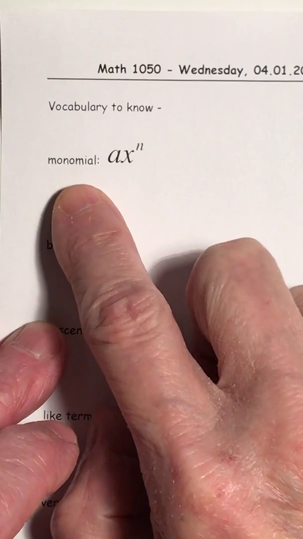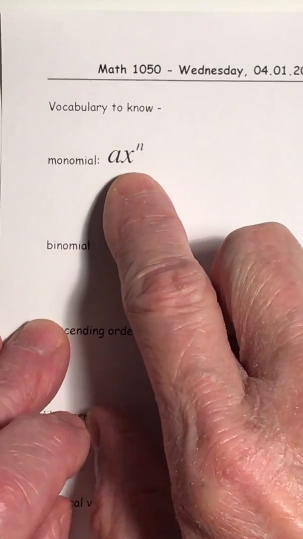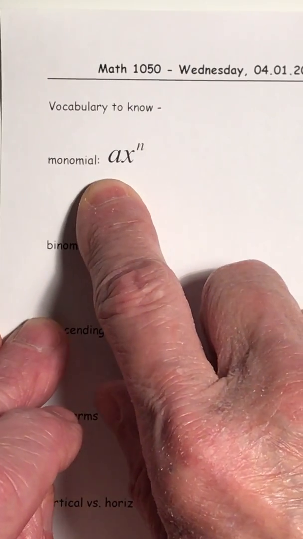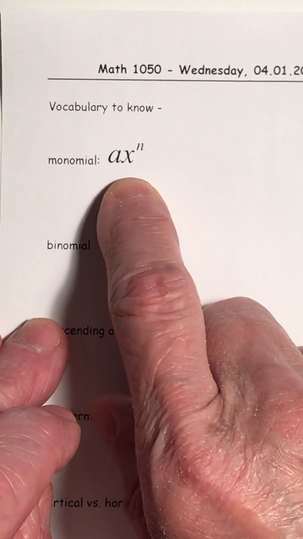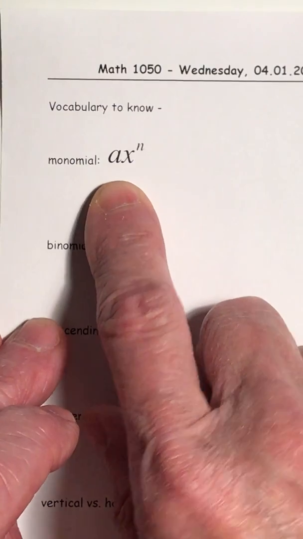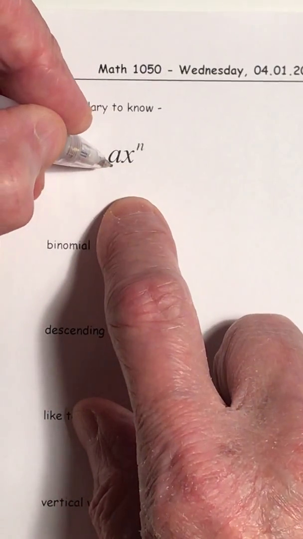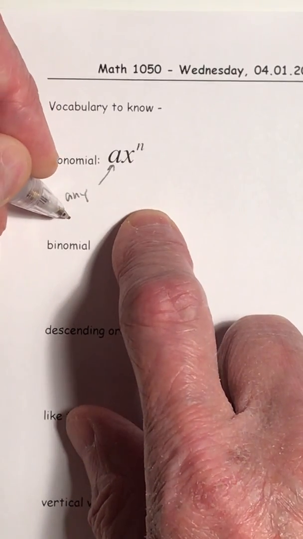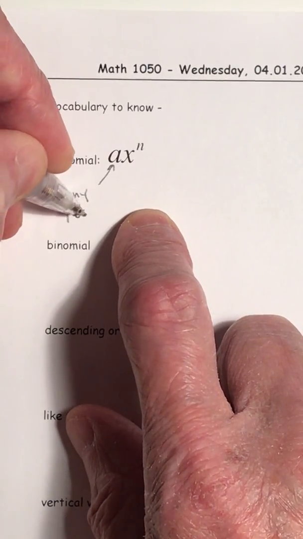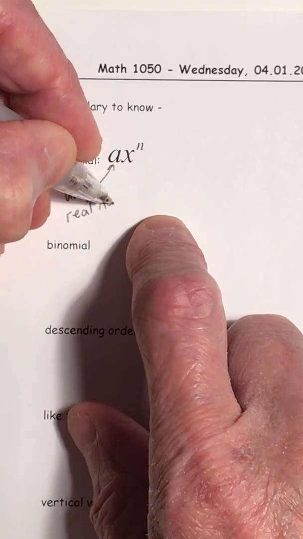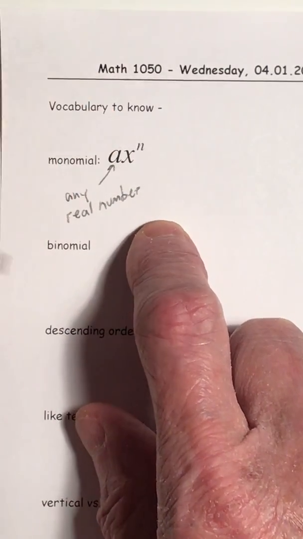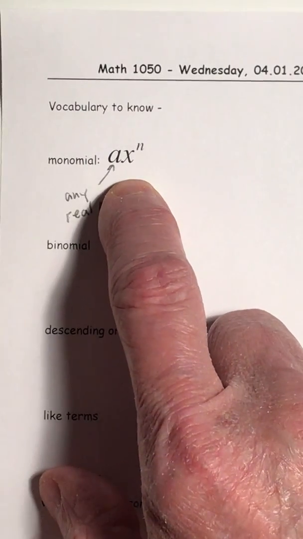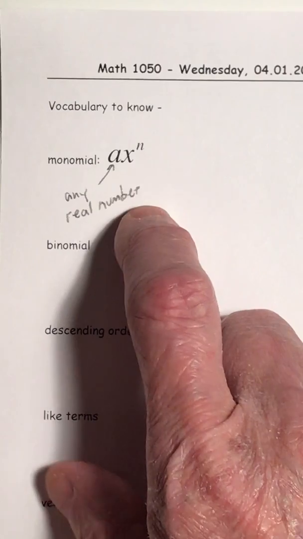Now, a monomial is the word we give to when you have a variable to a power and something maybe multiplying that variable to a power. And this number can be any real number. It can be positive, negative, decimal, whatever you like. Variable, you can use whatever letter you like, but we typically use an X.